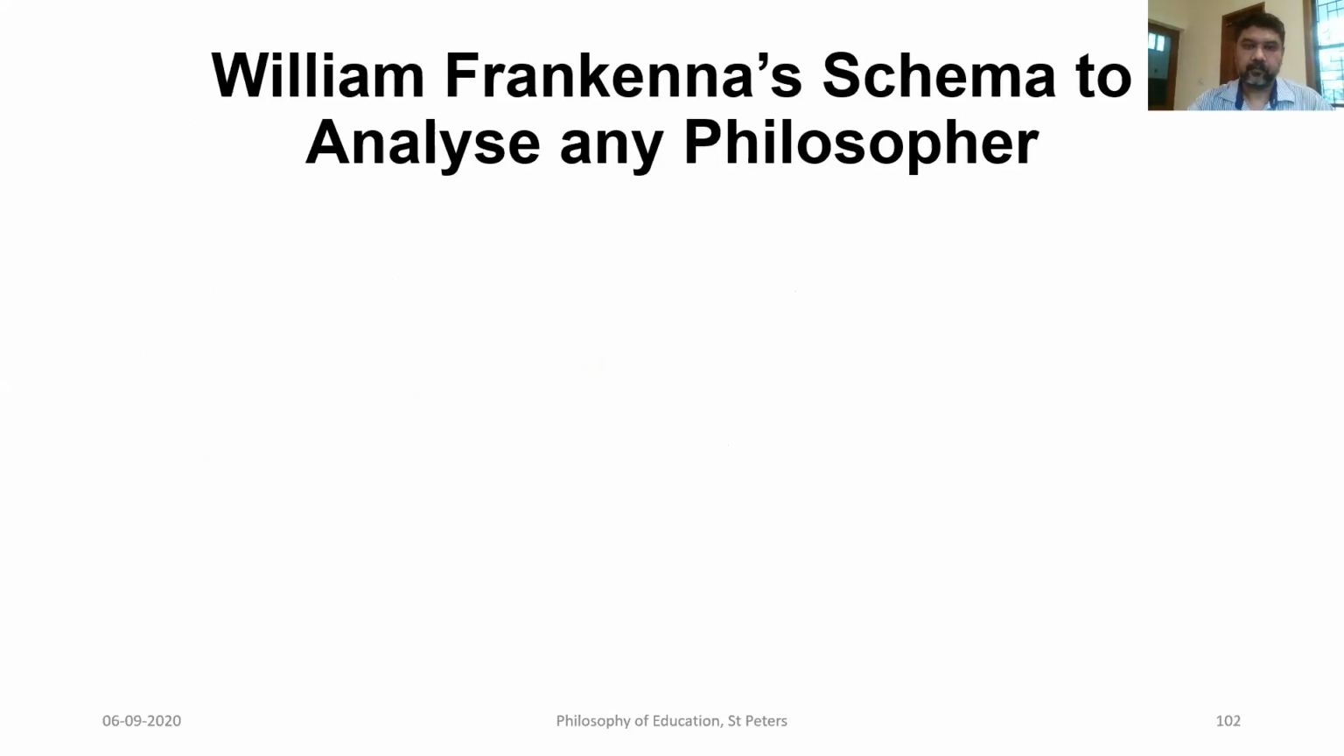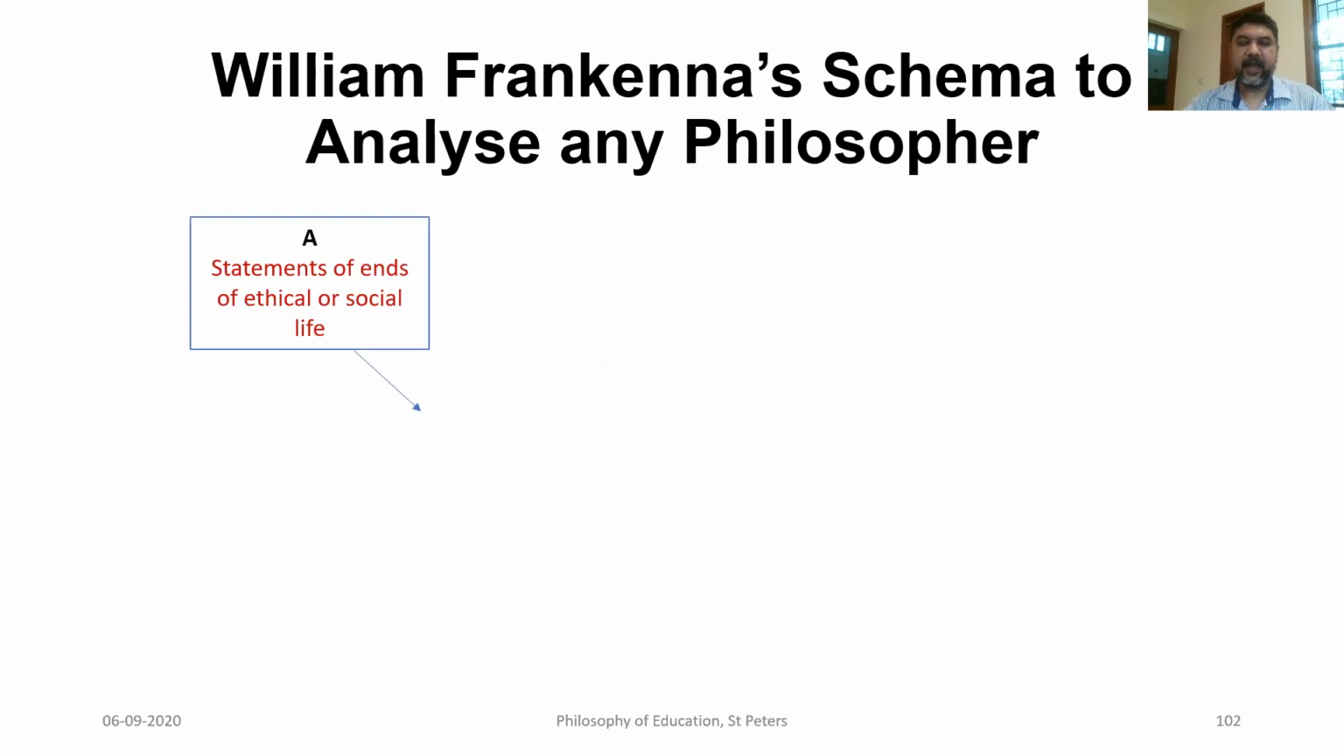Okay, so we have a small picture here, that is the philosopher William Frankena. He's got a schema for analyzing any philosopher. So he says he's got five boxes. The first box, he says, a philosophy should have a statement of ends of ethical or social life. Any philosophy should have a statement of ends of ethical or social life.